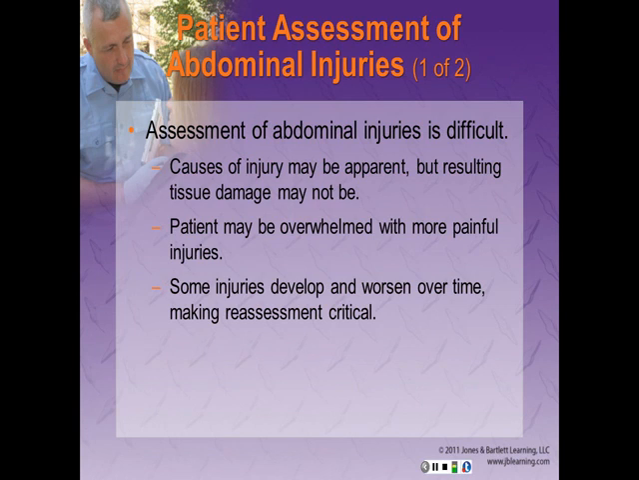Patient assessment of abdominal injuries. Assessment of abdominal injuries is one of the more difficult assessments that you as an EMT will perform. The causes of the injury may be apparent, but the resulting tissue damage may not be so obvious. Patients may be overwhelmed with other, often more painful injuries, and some abdominal injuries develop and worsen over time, and that makes reassessment critical.